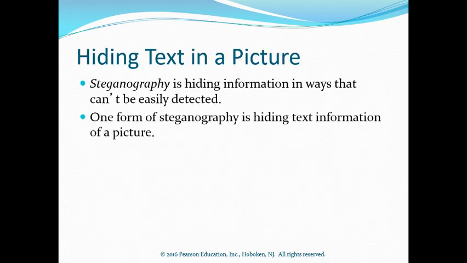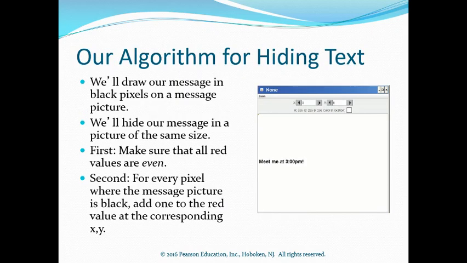Hiding text in a picture. Steganography, we'll go with that, is hiding information in ways that can't be easily detected. One form of it is hiding text information in a picture. Our algorithm for hiding text: we'll draw our message in black pixels on a message picture. We'll hide our message in a picture of the same size.